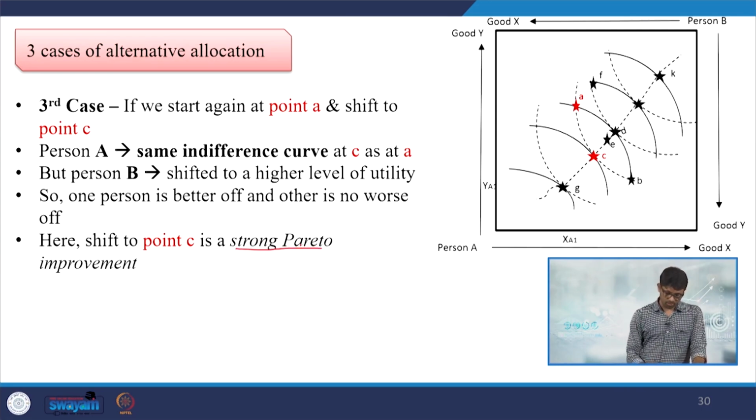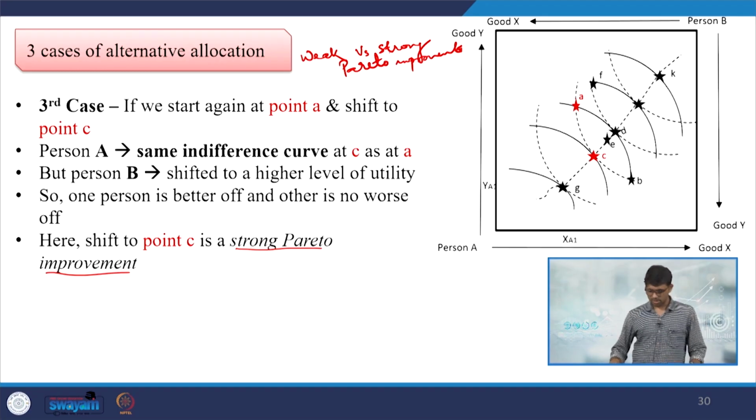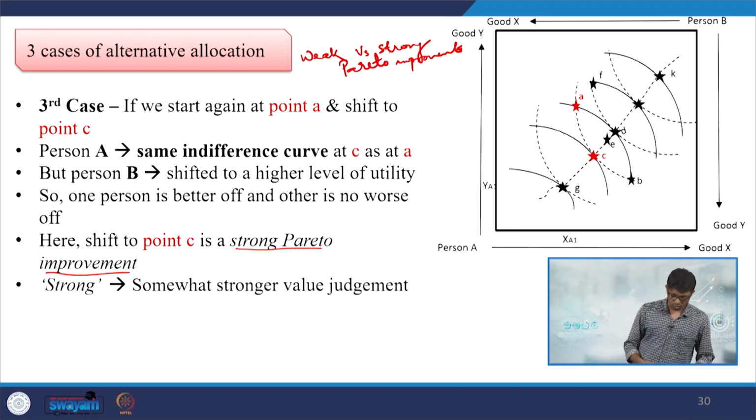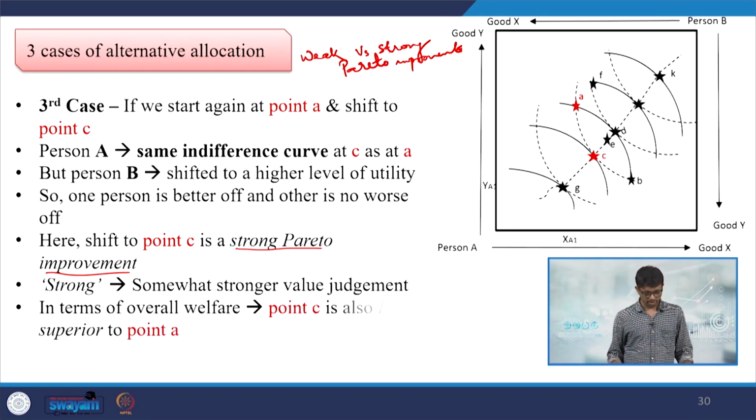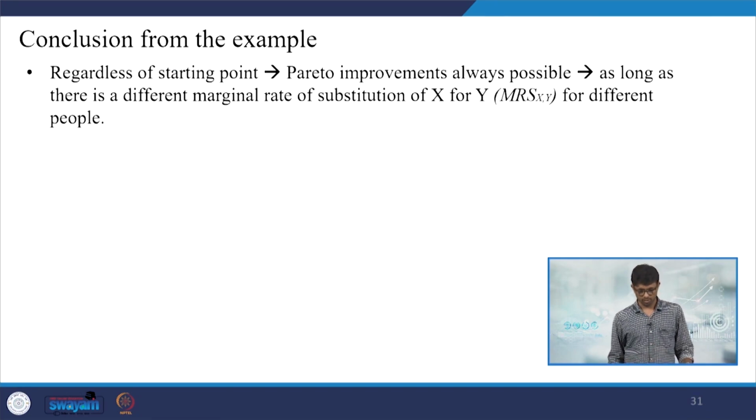Now, you can just prepare for the objectives, like what is the difference between weak Pareto improvement and strong Pareto improvement. So, I am just writing once again, weak versus strong Pareto efficiency or Pareto improvements. All right. So, that should be noted and must be clarified. Strong means somewhat stronger value judgment. In terms of overall welfare, point C is also called Pareto superior to point A.